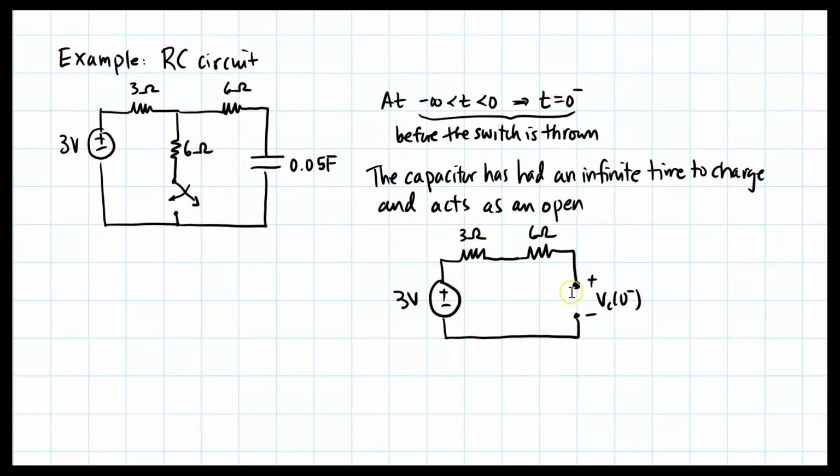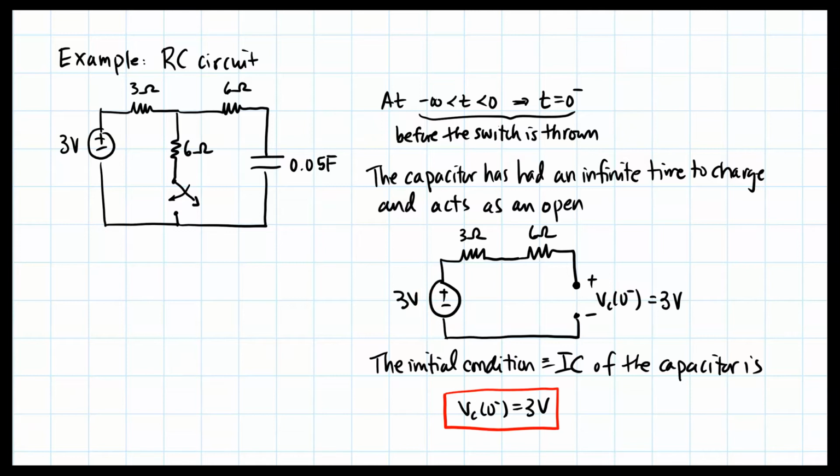So if this is an open, then that means no current flow, so there's no voltage across the 3 and the 6-ohm resistors. Therefore, the voltage of the capacitor must be the same as the source, and that's 3 volts. The initial condition, that is the IC of the capacitor, is therefore Vc of 0 minus is equal to 3 volts. Now the switch gets closed.